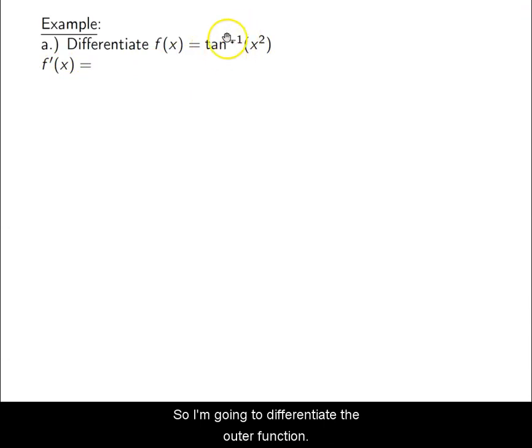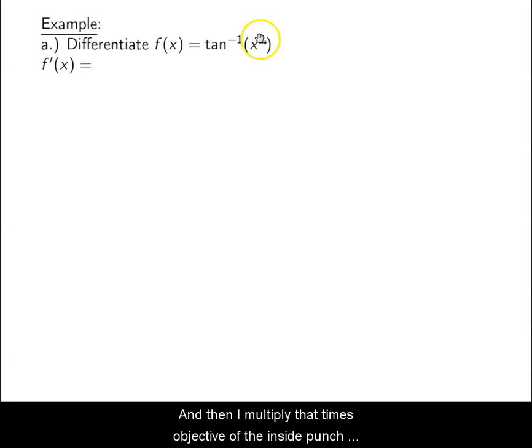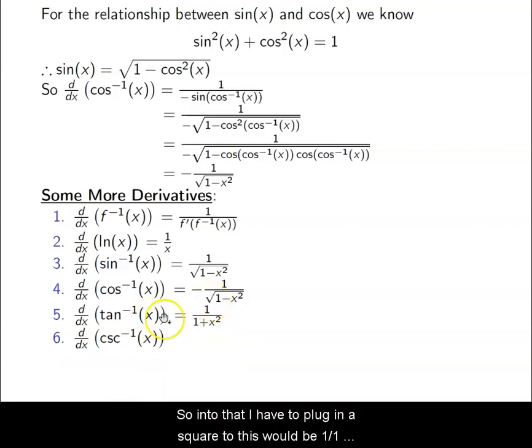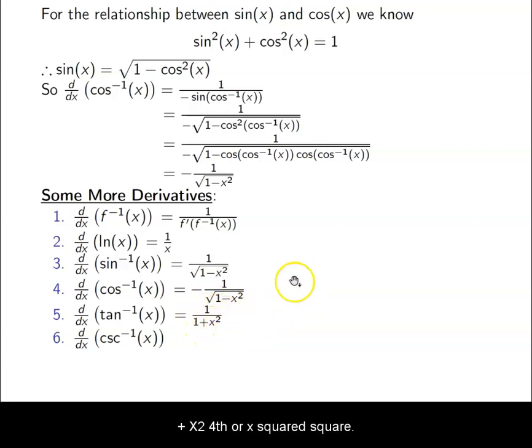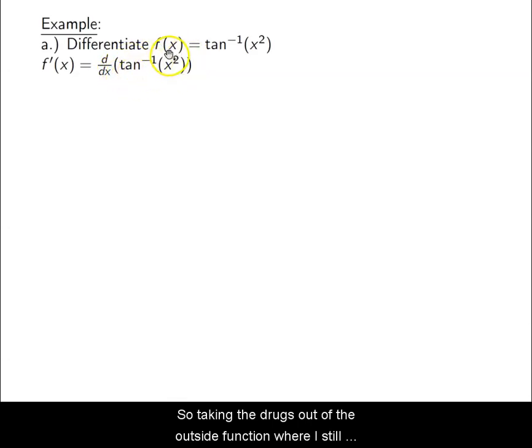So I'm going to differentiate the outer function where I have an input of x squared, and then I multiply that times the derivative of the inside function. So for a tangent, we have 1 over 1 plus x squared. So into that, I have to plug in x squared. So this will be 1 over 1 plus x to the 4th, or x squared squared. And then I will multiply that times the inner function's derivative. Okay. So I'm taking the derivative of the outside function, where I still have this as the input, and I multiply that times 2x because of the chain rule.